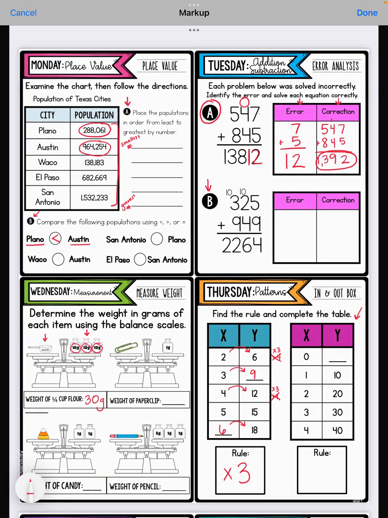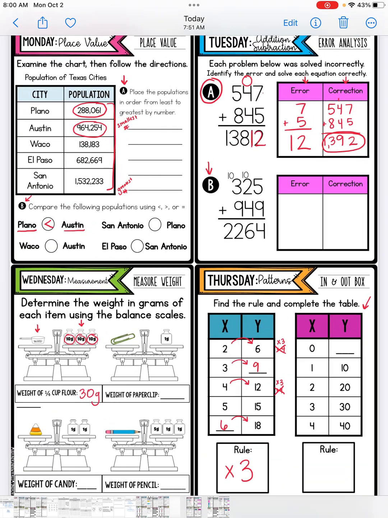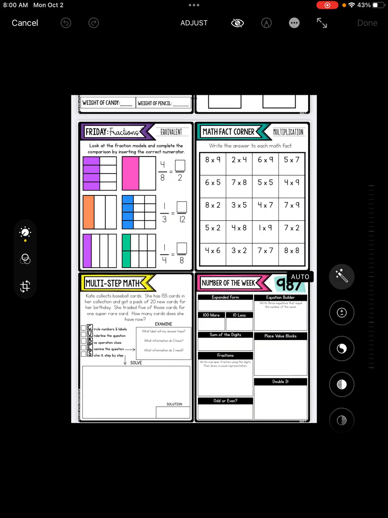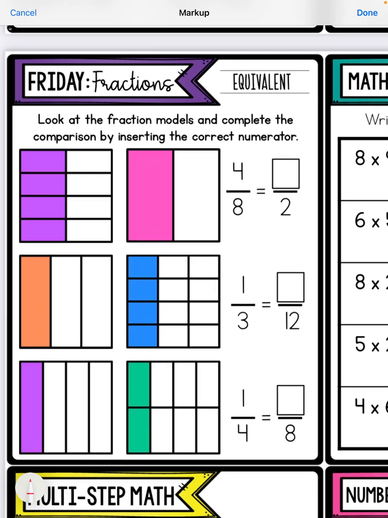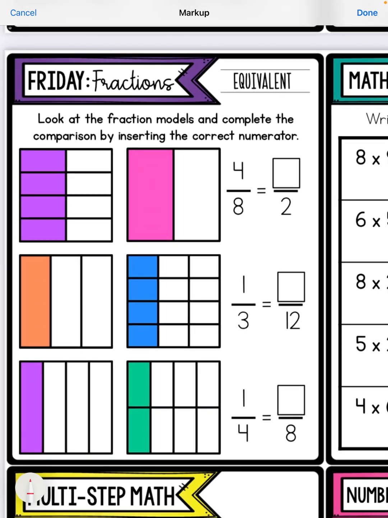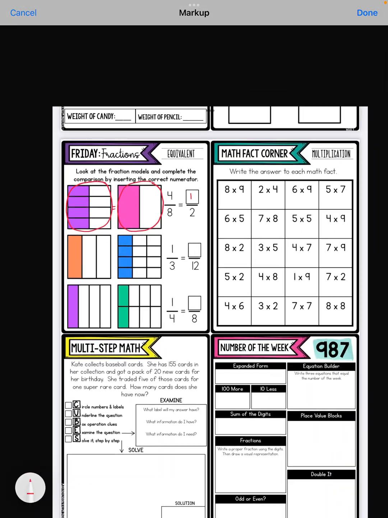Moving on to Friday's math box. It says look at the fraction models and complete the comparison by inserting the correct numerator. So they're showing that these two fractions are equal to each other. This fraction has already been completed for us. There's 4 out of 8 pieces. So this fraction is going to be 1 out of 2 pieces, 1/2. You should be able to do the rest of these.